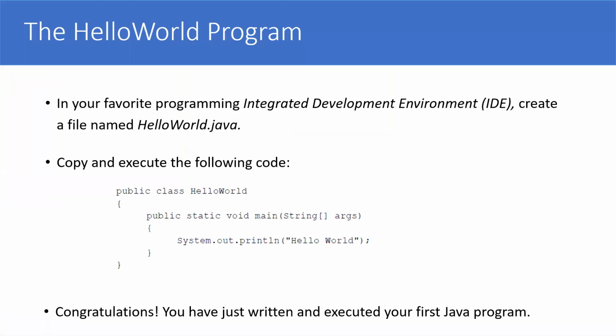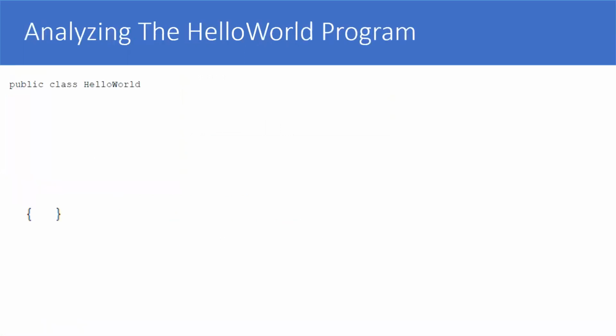If you got that, congratulations. You've just written and executed your first Java program. So now let's analyze this program. You were probably wondering, what do all these words mean? So let's analyze it. First we have this first line that says public class HelloWorld.